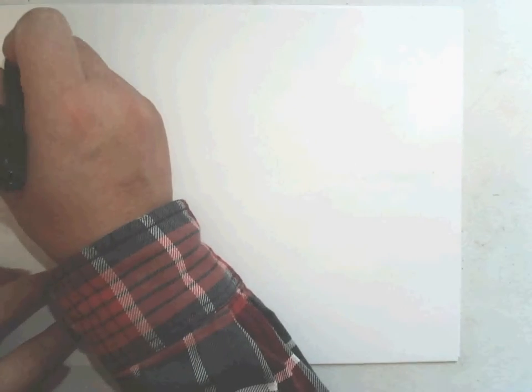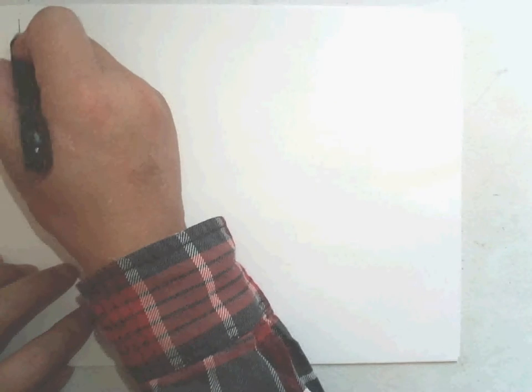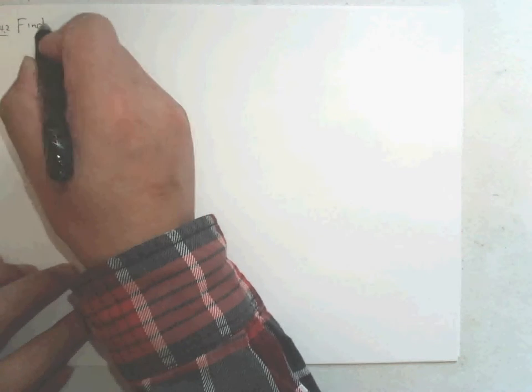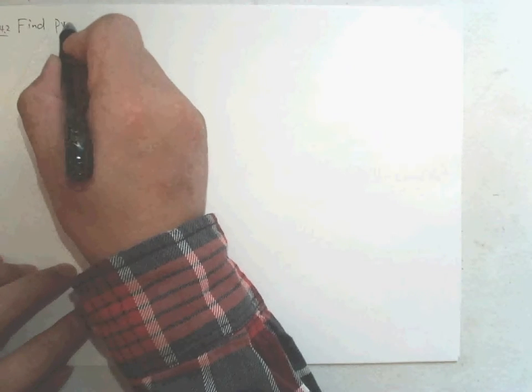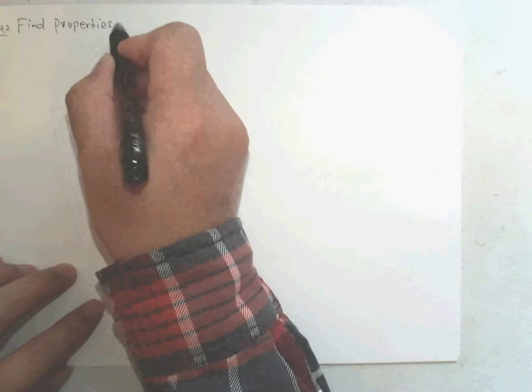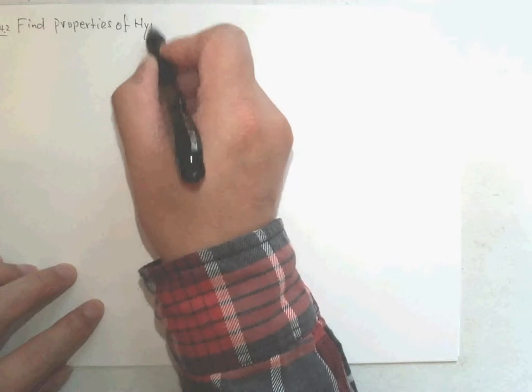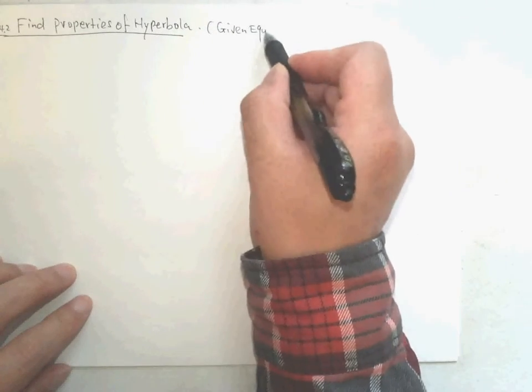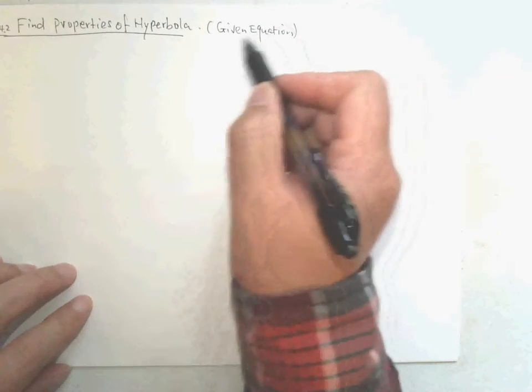Two examples. So this is part four, 10.4.2. We're going to find all the properties of a hyperbola, given either the standard equation or the general equation. Let's look at two examples.